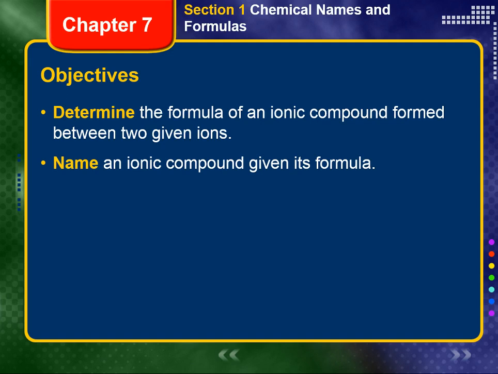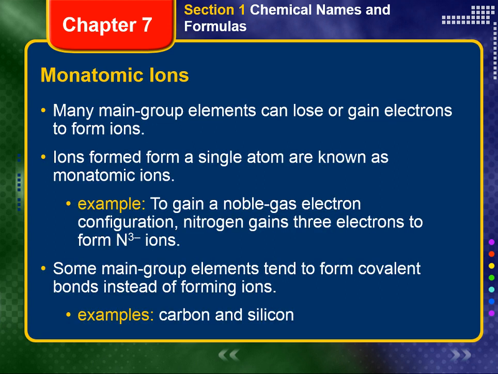At the end of this video, you should be able to determine the formula of an ionic compound formed between two given ions and name an ionic compound given its formula. Chapter 7, Section 1, Monatomic Ions.